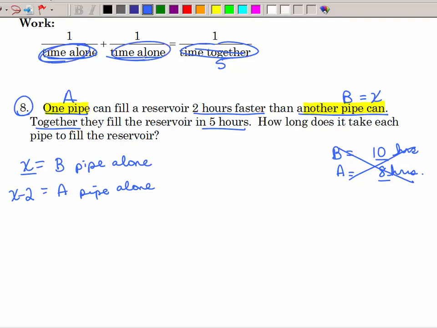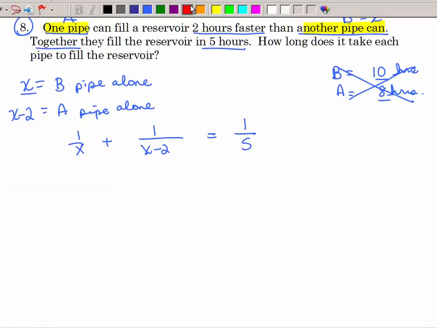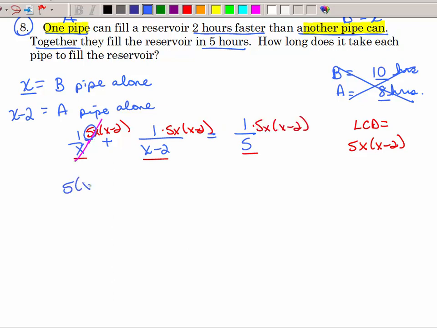So now we have those time alones. So we have 1 over X plus 1 over X minus 2 equals 1 over the time together, which is 5. Now we have a rational equation. So in order to solve that, I need to multiply by the LCD, which remember is 1 of everything. So I'm going to multiply every term by my LCD so I can reduce and get rid of the fractions. So don't lose that 5.